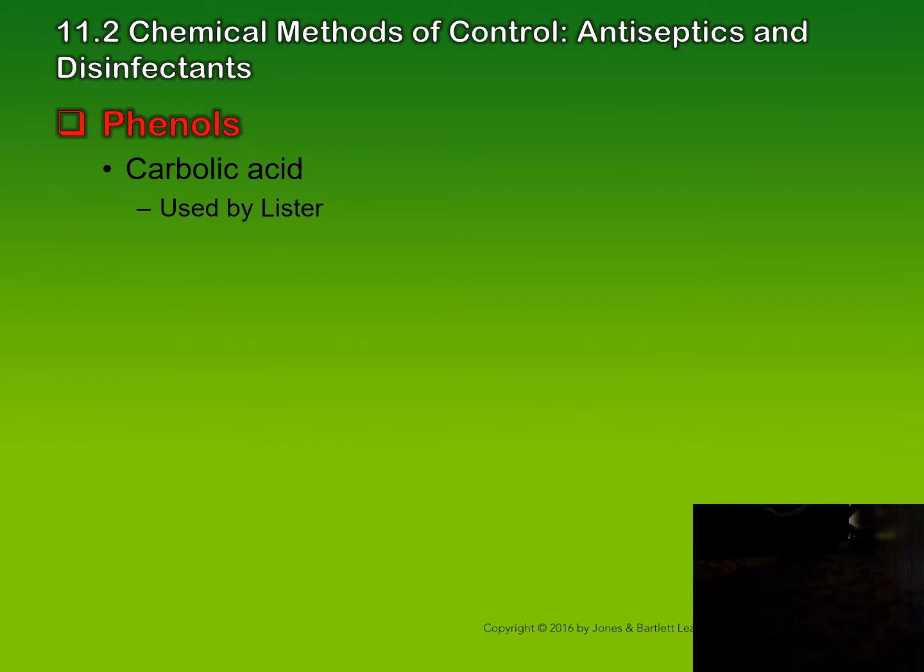Early in the development of microbiology, Joseph Lister used carbolic acid as his sterilizing agent so he could do sterile surgeries. He would squirt the phenol into the air and onto the body of what he was about to do surgery on, so that he could have a clean operating surface.